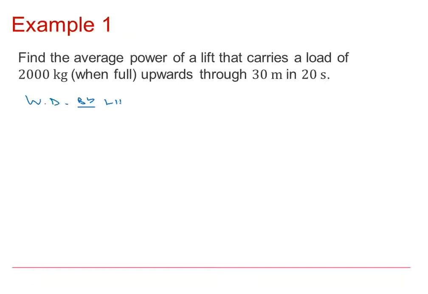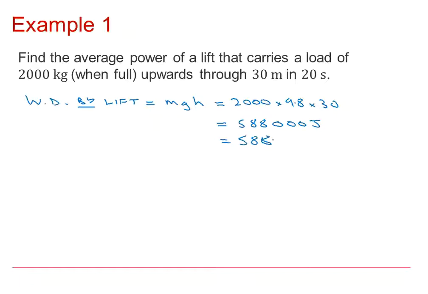So we're interested in the work done by the lift. So the work done by the lift has increased the potential energy, so the work done by the lift will be mgh, so that's 2,000 kilograms, gravity is 9.8, and it has been raised 30 meters. So the work done by the lift in raising the load is 588,000 joules, or if you prefer, 588 kilojoules.